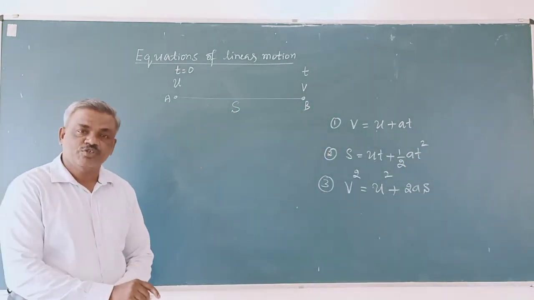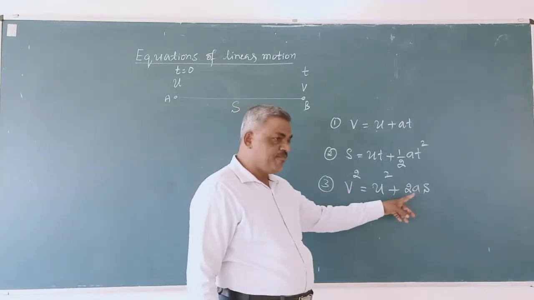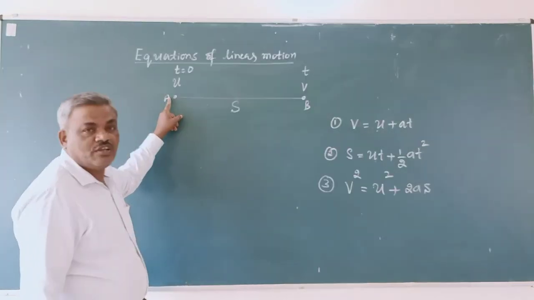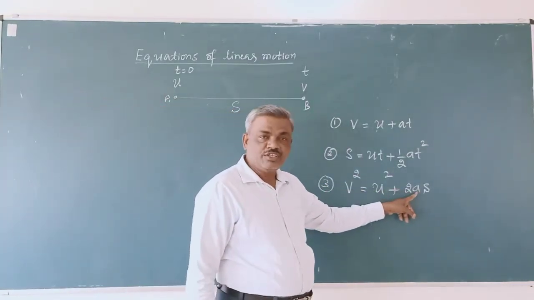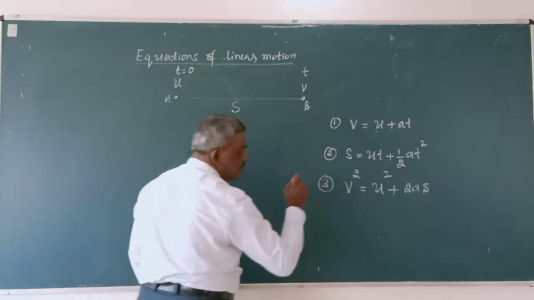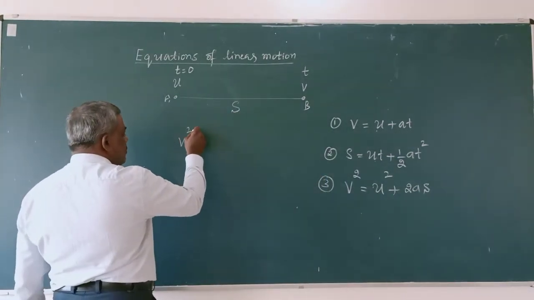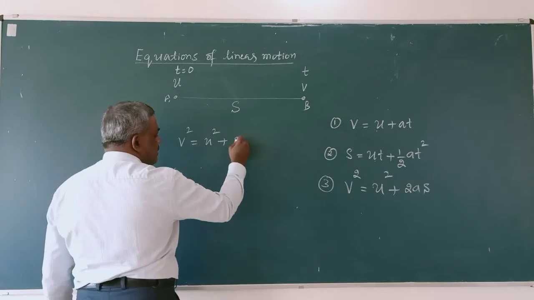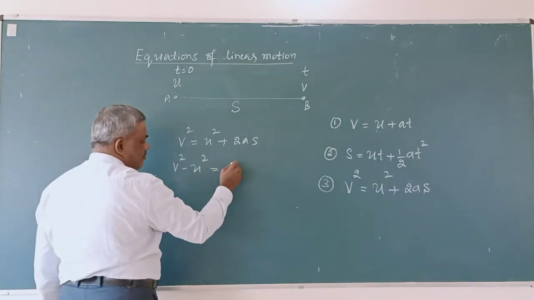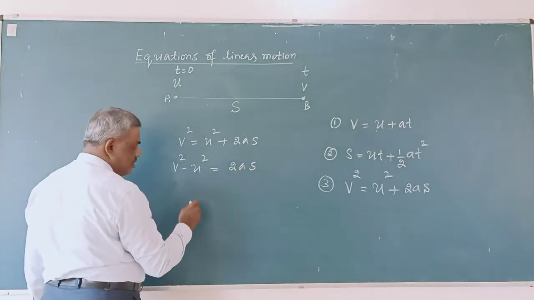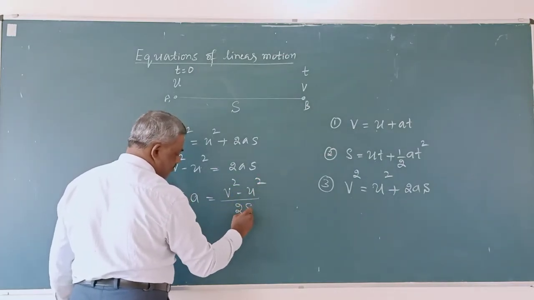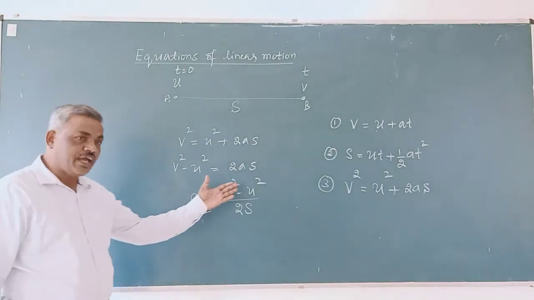Third equation of linear motion: v square equals u square plus 2as. Here v is the final velocity, u is the initial velocity, a is the acceleration, and s is the displacement. In this equation also you can calculate acceleration. This equation can be written as v square minus u square equals 2as. Now a equals v square minus u square by 2s. Here also you calculate acceleration.